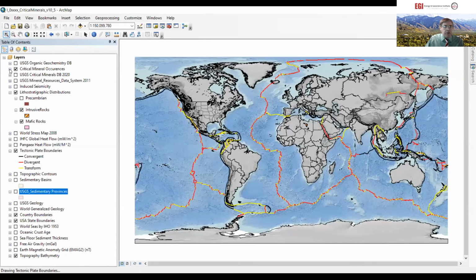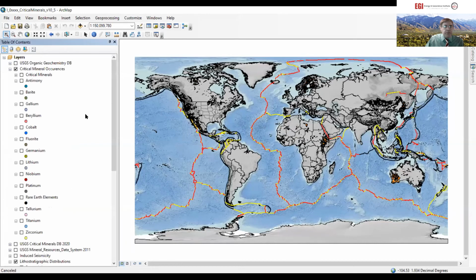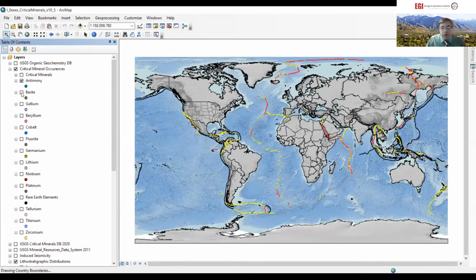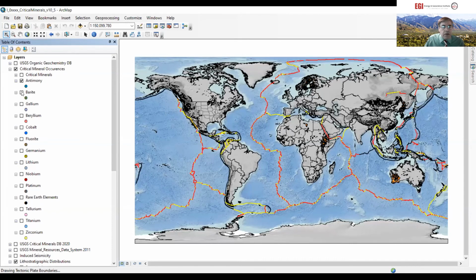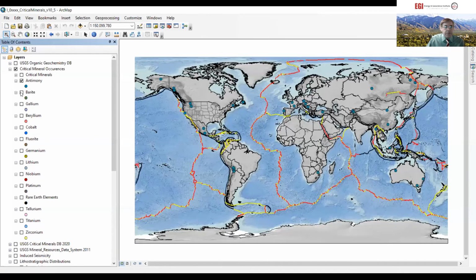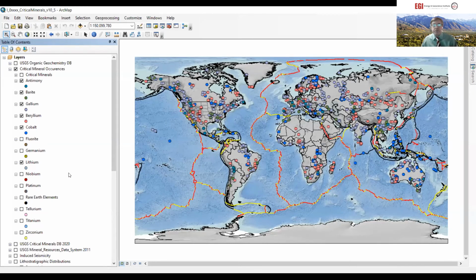The other thing which we have done is adding a layer showing the distribution of mining for specific critical minerals. For example, antimony, you have barite. Let's see if it will show. Okay, this will be better. These are selected sites like barite. You can add different layers: beryllium, cobalt, lithium. So you have a worldwide distribution. As I said, this is a work in progress.